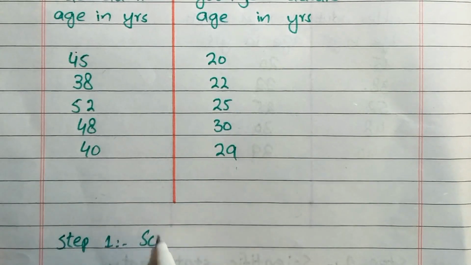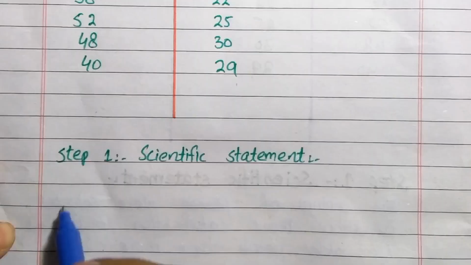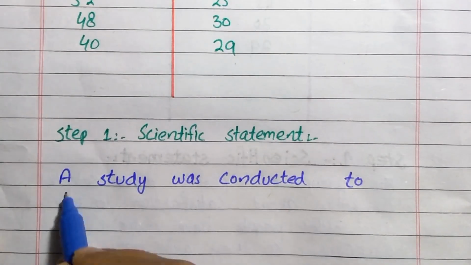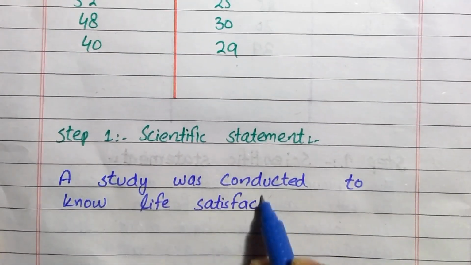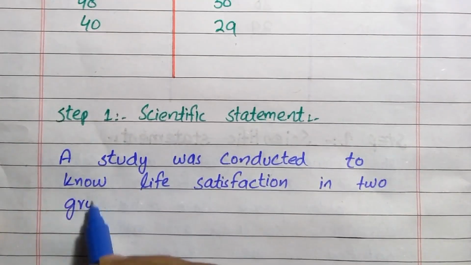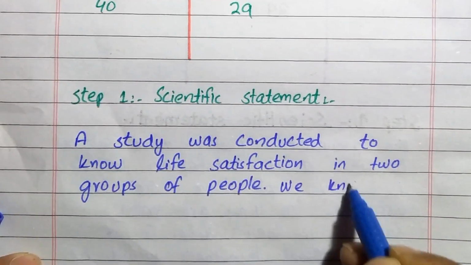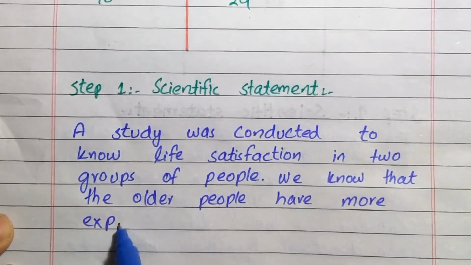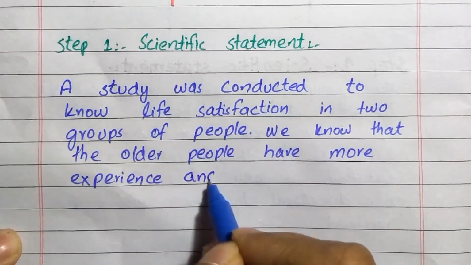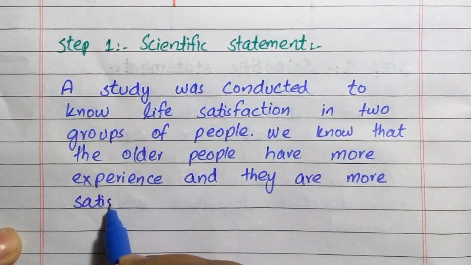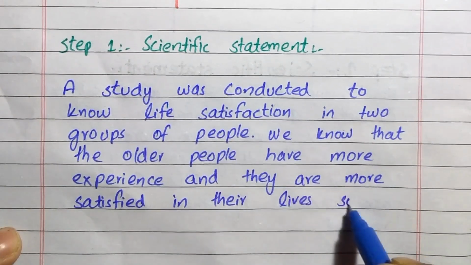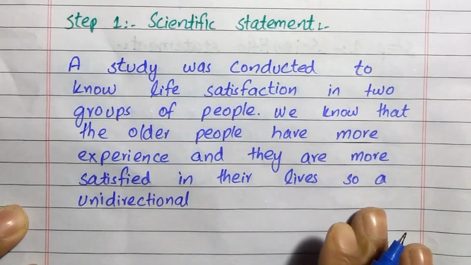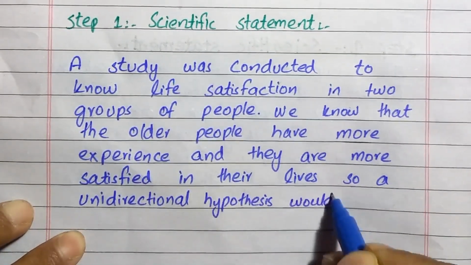Step 1 is scientific statement. A study was conducted to know life satisfaction in two groups of people. We know that the older people have more experience and they are more satisfied in their lives. So, a unidirectional hypothesis would be formed.